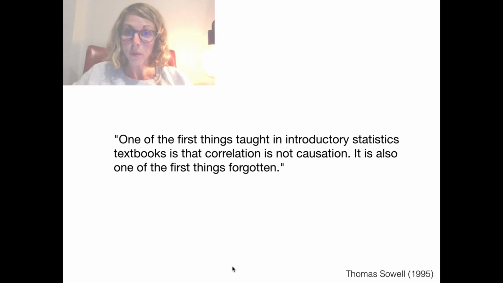And on this point, Thomas Sowell, who's an economist, remarked that one of the first things taught in introductory statistics textbooks is that correlation is not causation. It's also one of the first things forgotten. And we'll go into why, because it's very, very tempting to make causal claims from correlational data. We have a tendency to see patterns in data and to infer causation in those patterns.